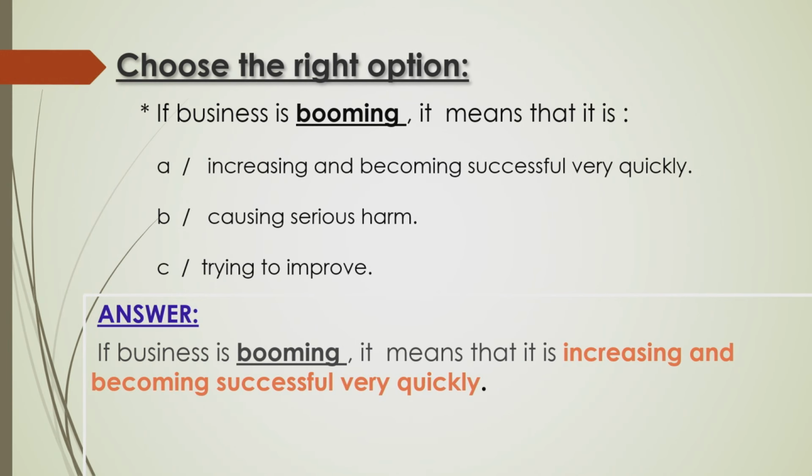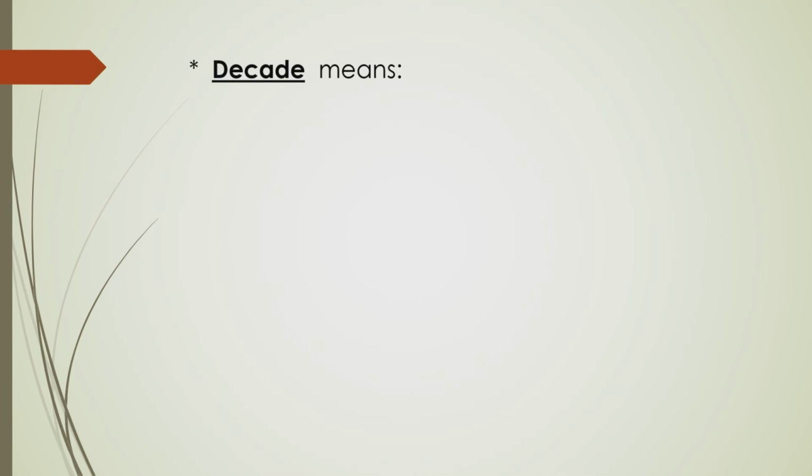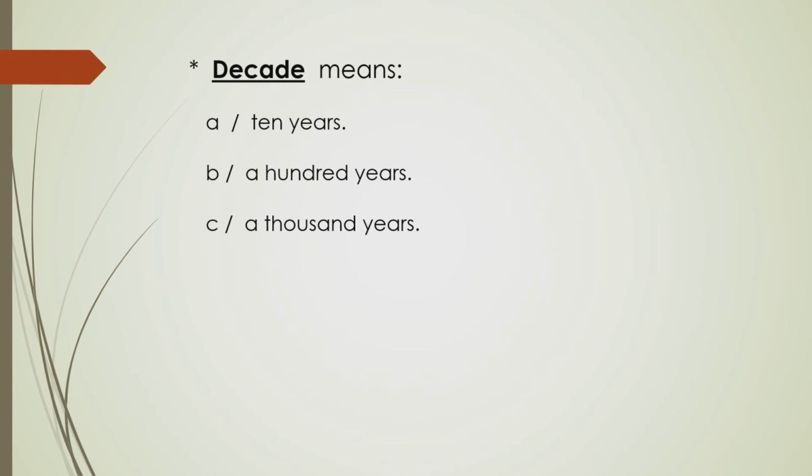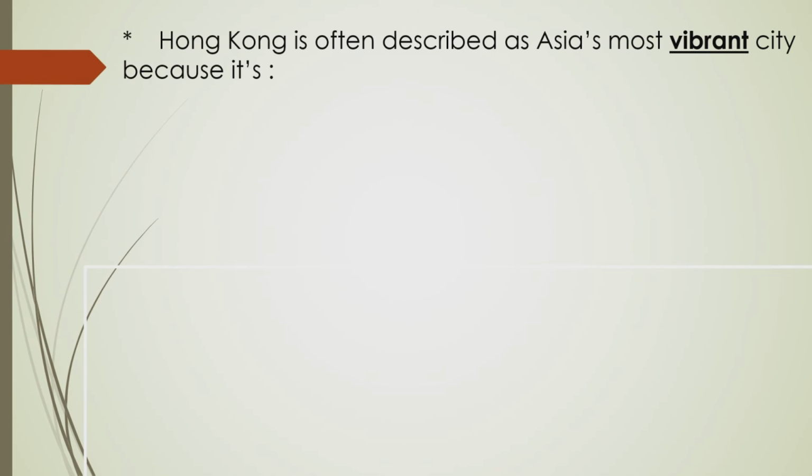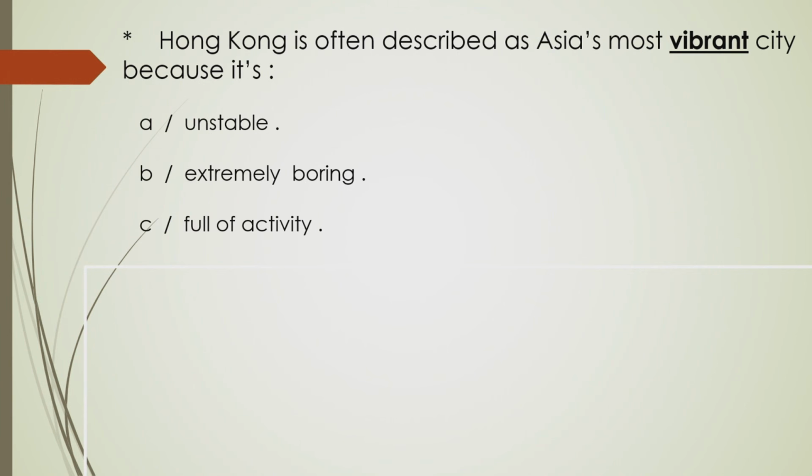Now we move on to another word, which is decade. So I have provided you here with 3 alternatives. So decade means 10 years, 100 years, or 1,000 years. Well, we'll focus on the answer. It means 10 years. Now we move on to the third item, which is the adjective vibrant. And we have here an example. It's about Hong Kong. So Hong Kong is often described as Asia's most vibrant city because it's unstable, extremely boring, or full of activity.